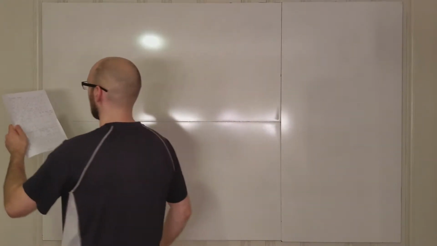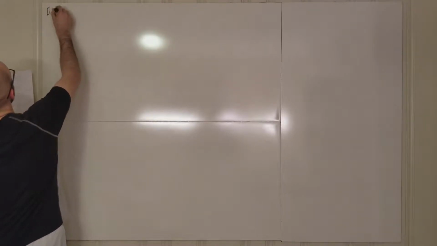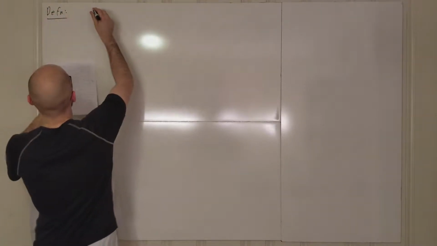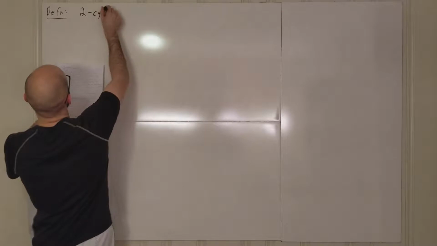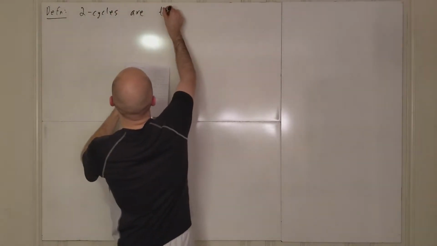All right, let's continue with our discussion of permutation groups. So 2-cycles are important, and we have a special name for them. We call them transpositions.